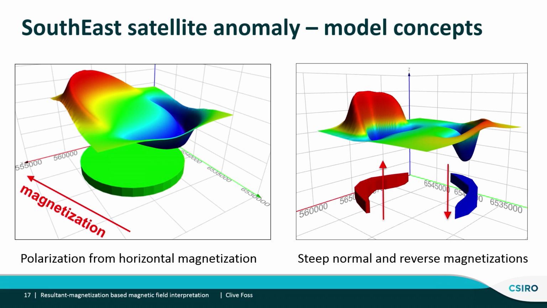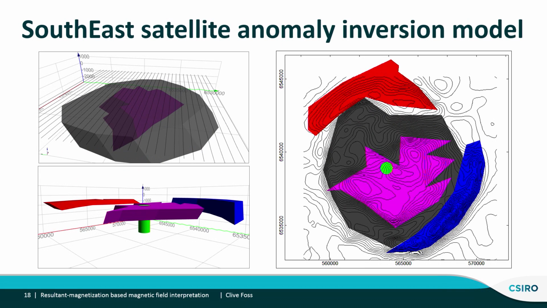We found it much easier, much more successful, to explain the anomaly with a normal and reverse magnetized zone. We dropped those outer zones into the model, digitized to the outline of the anomaly. We put two sheets in here. This is the model after. This is looking down in plan view on the model after inversion. We had a small body in here to explain. You can see that there's a slight increase in magnetization, and I'll show you why we wanted to do that later.